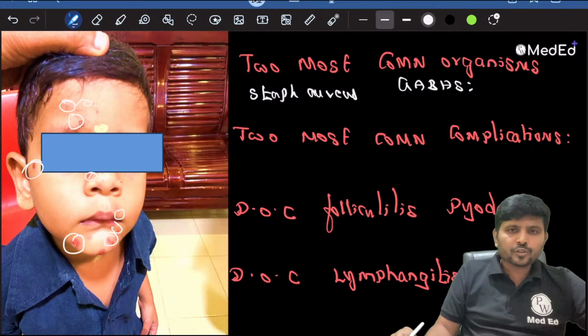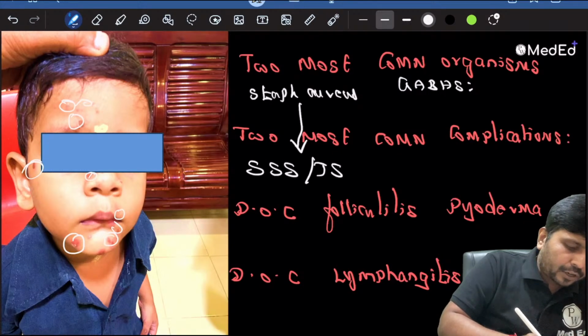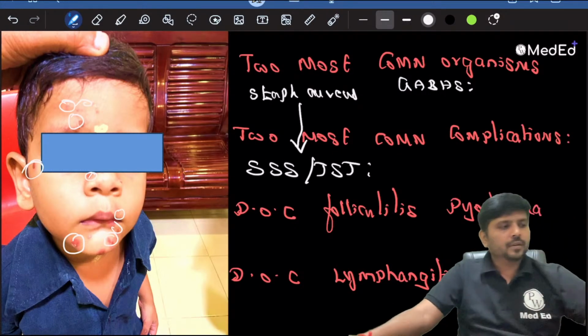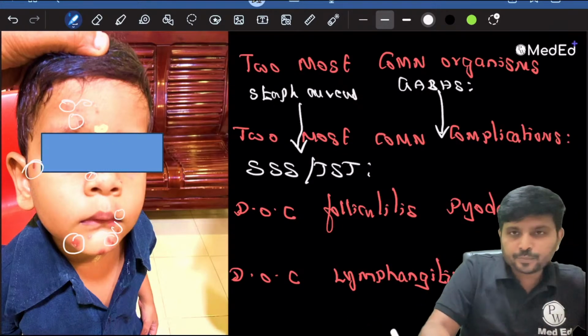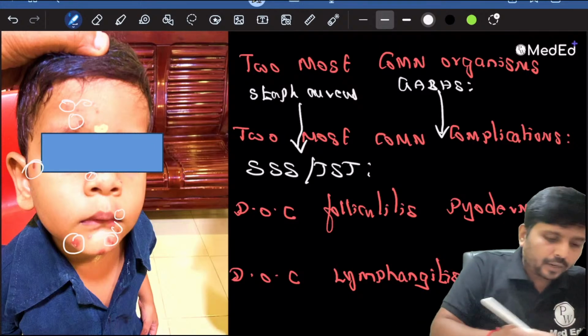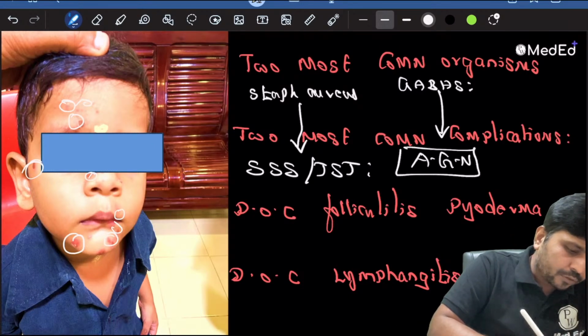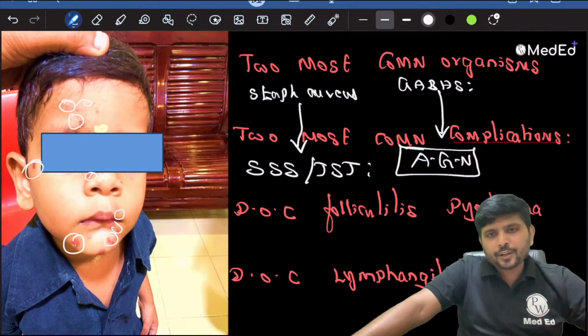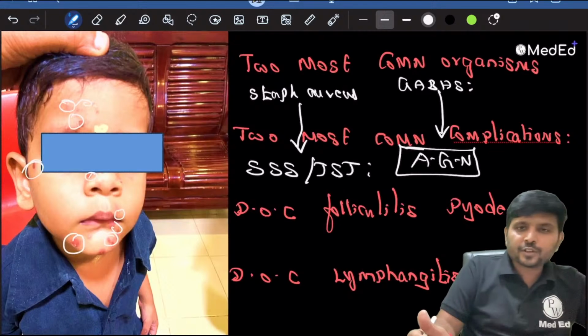What are the 2 most common complications? Staph aureus can lead to staphylococcal scalded skin syndrome or toxic shock syndrome. Whereas group A beta hemolytic streptococci can lead to what? Acute glomerulonephritis. So, what is the drug of choice?